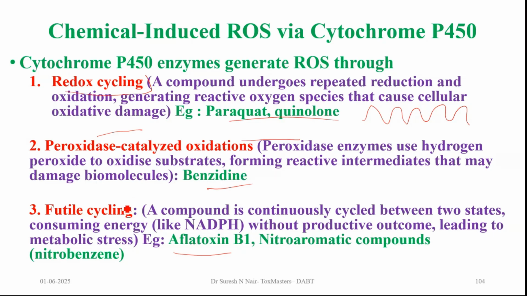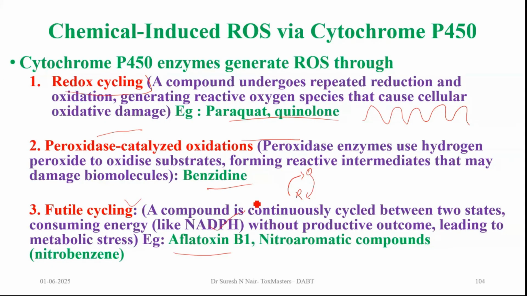The third mechanism is called futile cycling. Futile cycling means a non-functional cycling. It usually happens with nitrobenzene and aflatoxin B1. What happens there is that the same compound will undergo auto-oxidation and reduction, oxidation and reduction, so this will go on cycling. For this oxidation and reduction, the cells will require NADPH for energy generation.